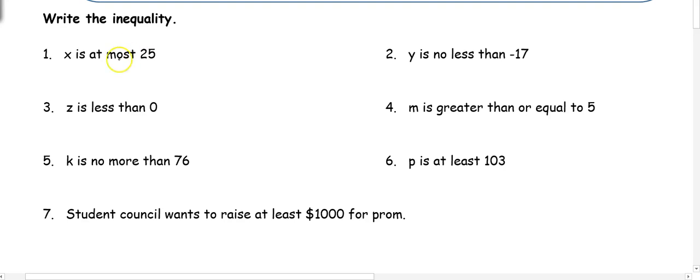So we have x is at most 25. So at most means that's the highest number it can be. So we would have x is less than or equal to 25. Number two, y is no less than negative 17. That means that's the bottom number that y could be, but it could be anything bigger. So we would have y is greater than or equal to negative 17.